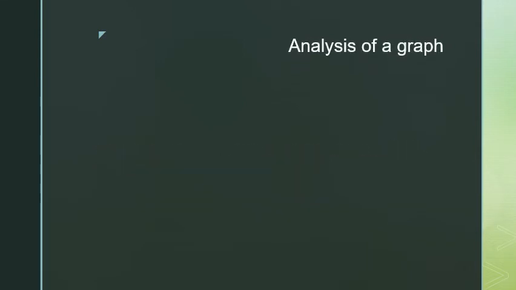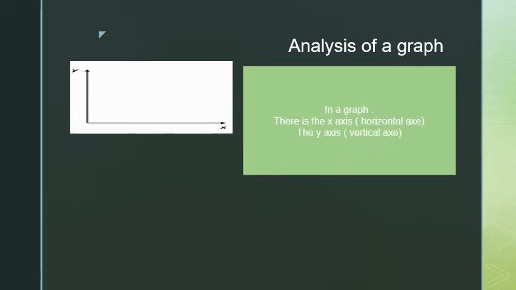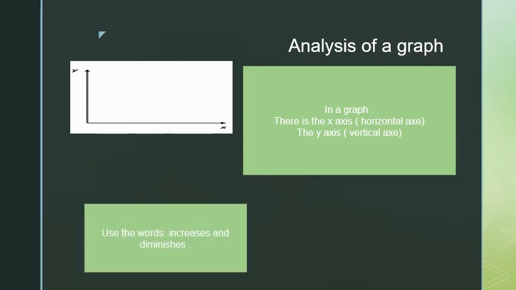Now we are going to start to learn how to analyze a graph. So in a graph, we have two variables. We have the x-axis and the y-axis, as you can see in the image. The x-axis is the horizontal axis, and the y-axis is the vertical axis. When analyzing a graph, we have to use the two words increases and diminishes.